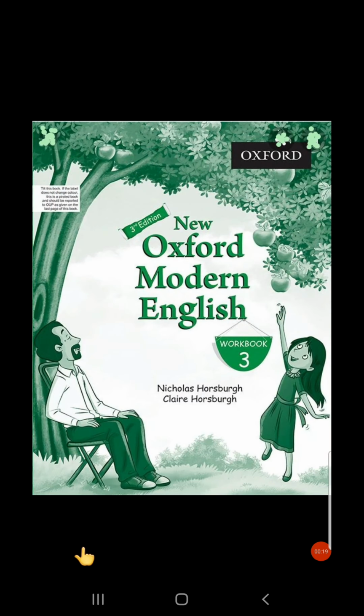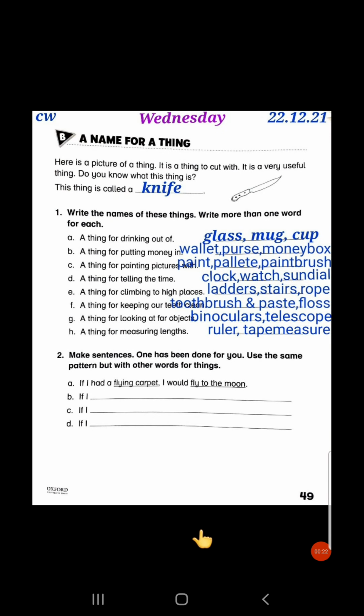So you all are requested to take out English workbook and then turn to page number 49.